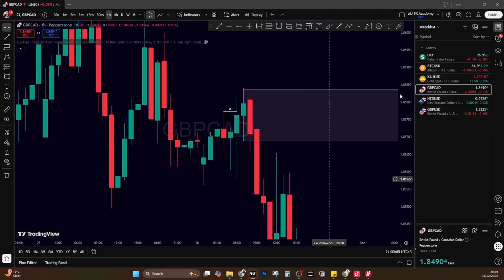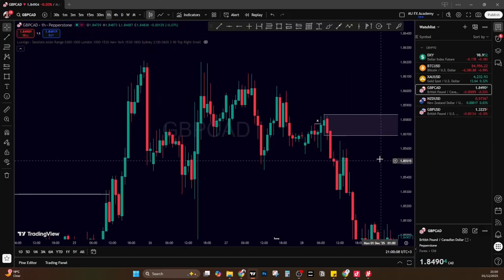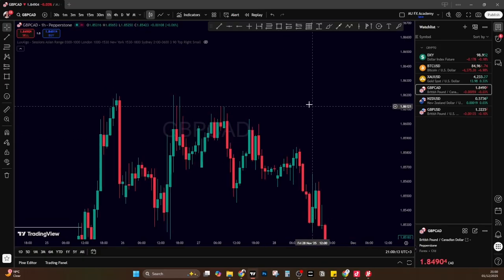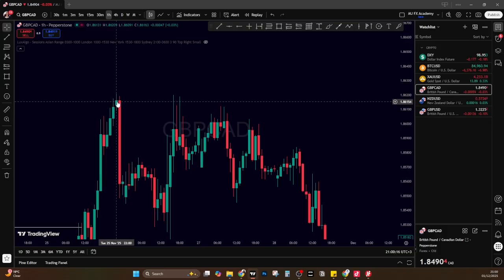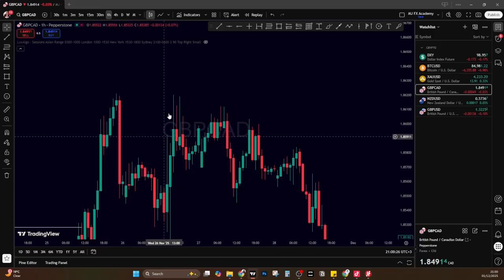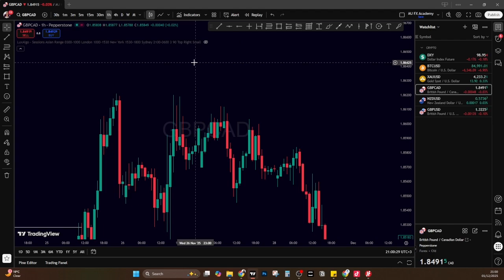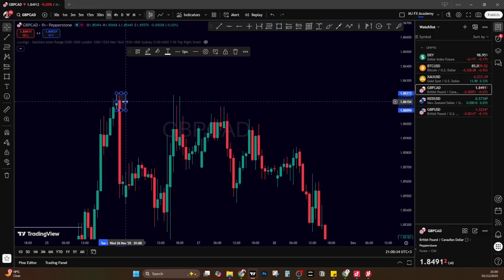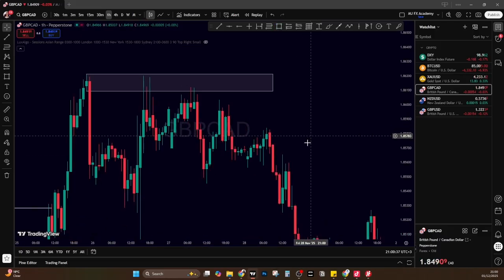Order block mitigation. Okay, let me repeat. Let us start. Let me remove this. Let us start from here. Now remember, this was the last swing high. We expected the market, when it comes here, to continue to create a higher high, but it did not create any higher high. So this became our point of interest, that one. But now this one was mitigated by this one.